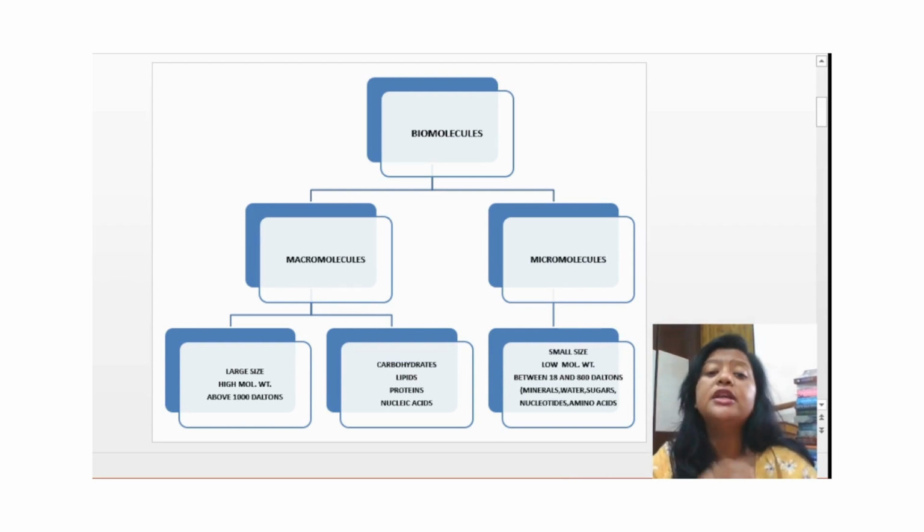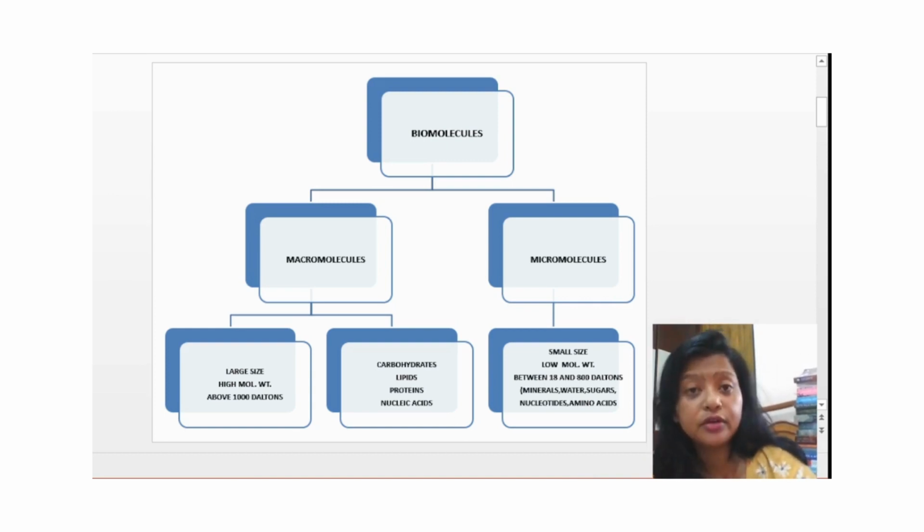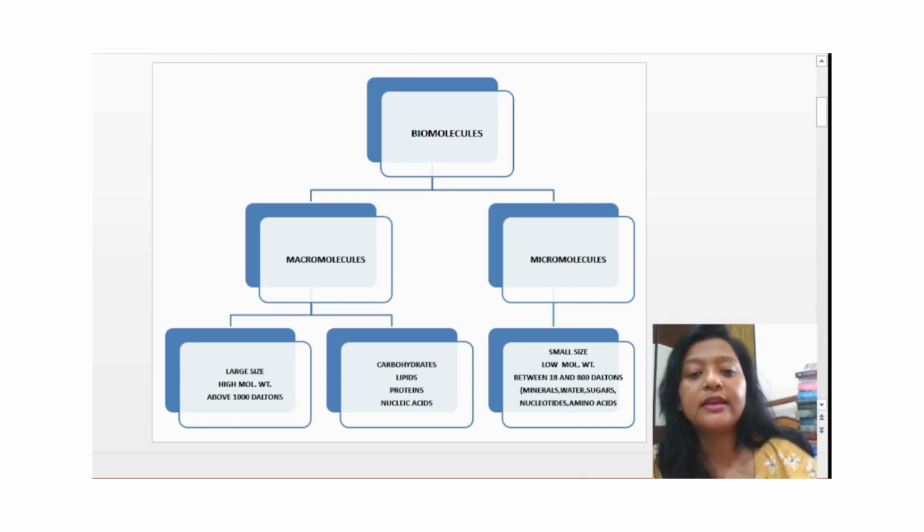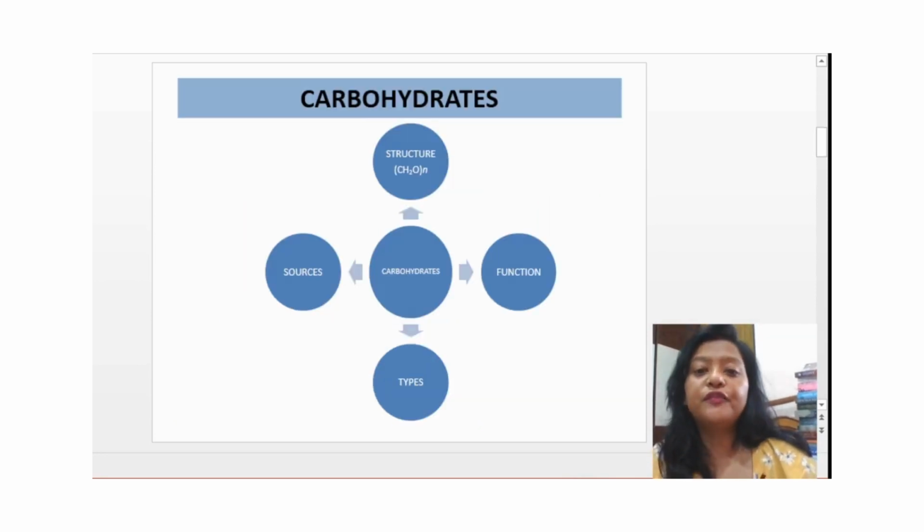Now, if we talk about the types of macromolecules, in macro we have four types: carbohydrates, lipids, proteins, and nucleic acids. And in micromolecules we have nucleotides, water, some sugars, amino acids, and minerals. So these are all present in the micromolecules. Today in this class, we'll talk about the carbohydrates, and in my next classes, I'll be talking about the other biomolecules. First of all, carbohydrates: structure, sources, function, and types.